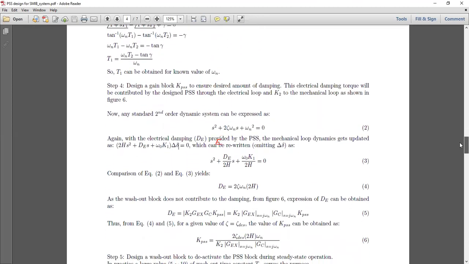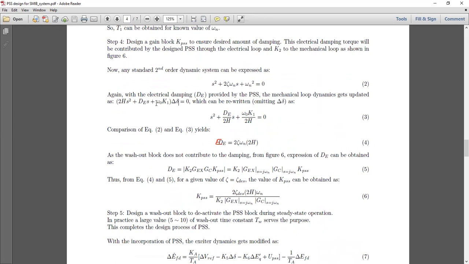With this simple change, you should get this expression. Previously, in step 1, we used the same expression with D equal to 0. There was the D, but it was assumed to be 0. Now with this damping provided by the PSS, this will be the update.